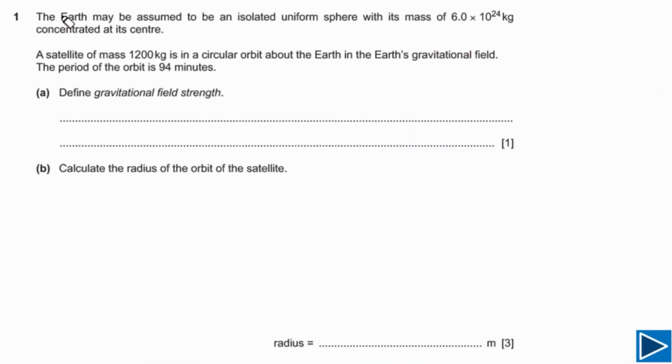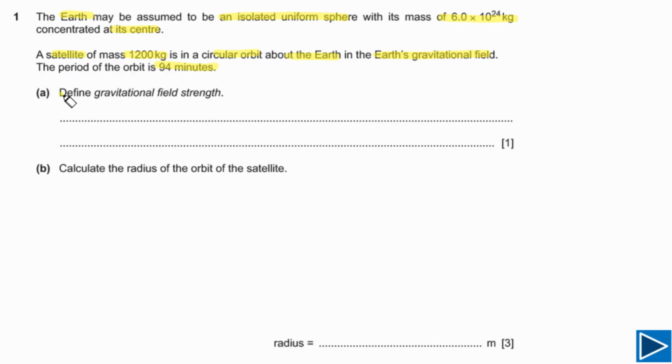For this question, it is given to us that the Earth may be assumed to be an isolated uniform sphere, and the mass of the Earth is given. It is also given that we can assume the mass is concentrated at its center. A satellite of mass 1200 kg is in a circular orbit about the Earth in the Earth's gravitational field. The period of the orbit is given, that is equal to 94 minutes.